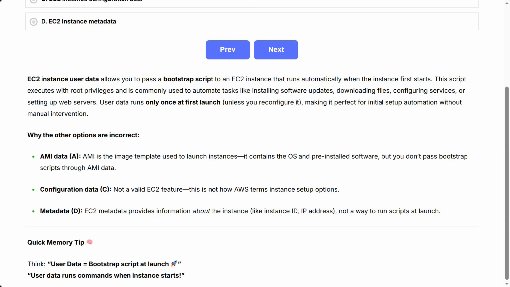Quick memory tip. Think, user data equals bootstrap script at launch. User data runs commands when instance starts.